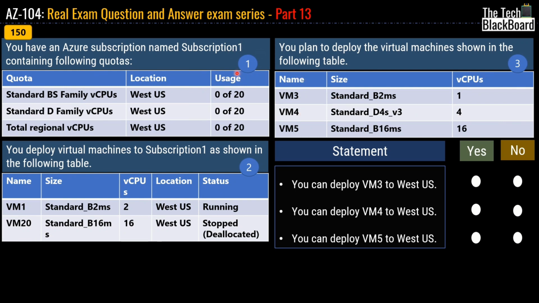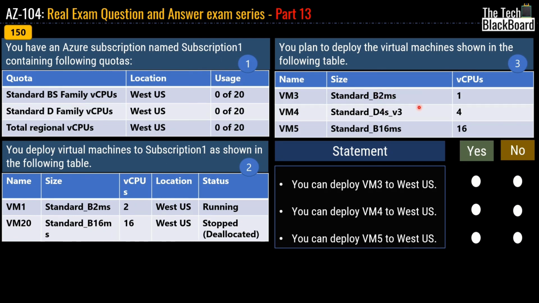Just as a side note, the numbers that you observe in these circles 1, 2 and 3 denote the sequencing of the question. So this is the first block of the question, the second block and the third block. So you can understand the flow of the question. So just keep that in mind.